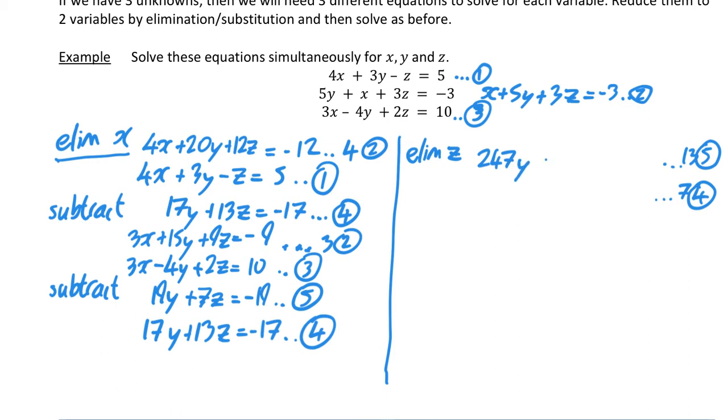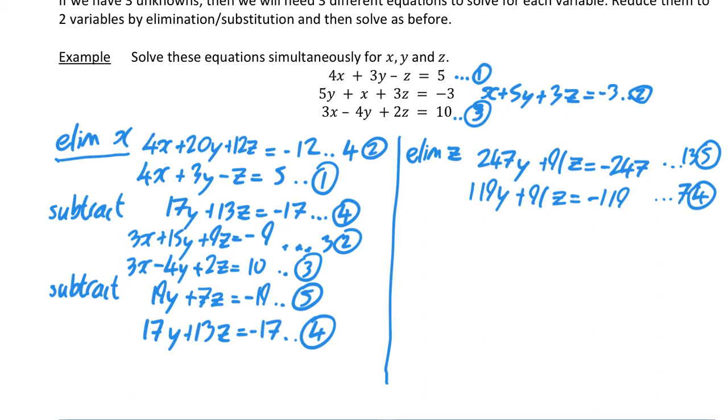247y plus 91z is equal to minus 247. That's for my 13 times my equation 5. And for my other one, I'm going to get 19y plus 91z is equal to minus 119. So that was for 7 times my equation 4.